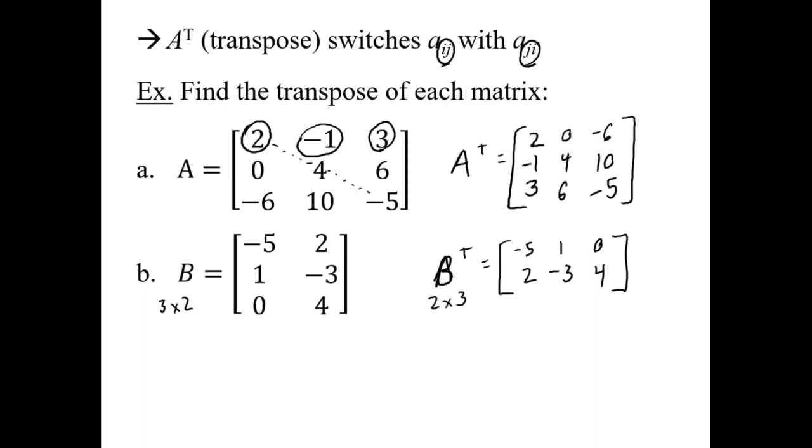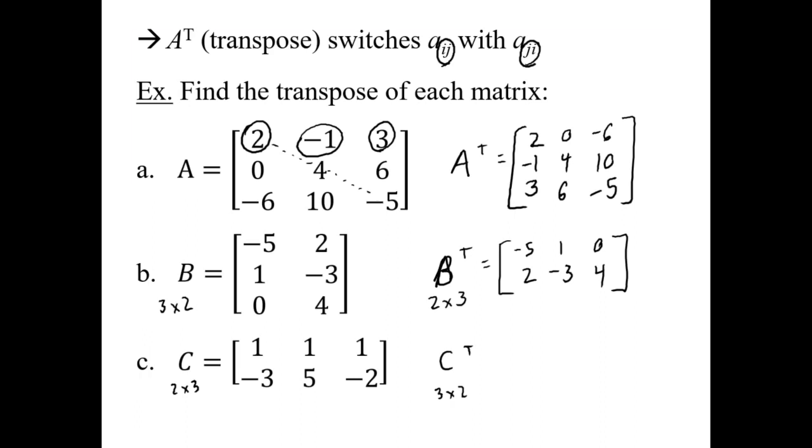So that's interesting. And then I'm not even going to bother doing this one. It's the same idea. This is a 2 by 3 matrix, so when I find C transpose, I expect it to be a 3 by 2. I'm not even going to bother doing it. It's the same idea.